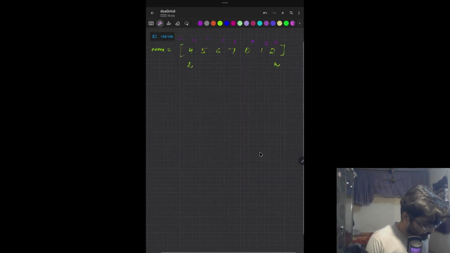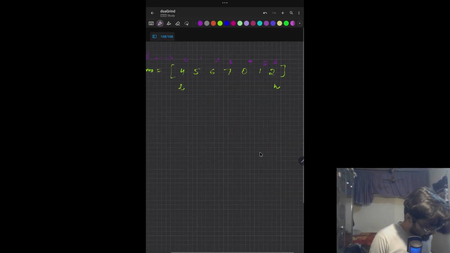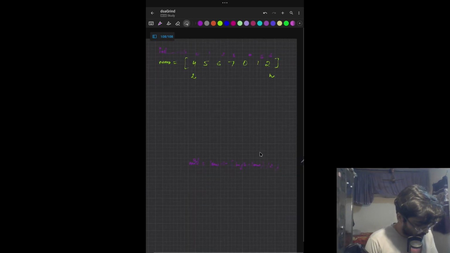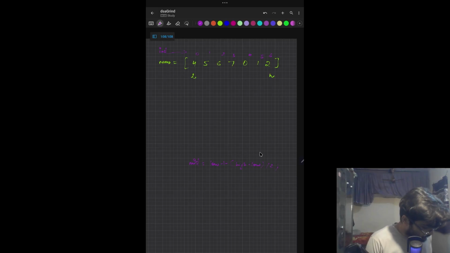Index. Cool. So let's do this. We always have to calculate a mid, and we will be using the overflow-safe formula: low plus high minus low divided by 2. Okay, that's cool. So let's take this out of here. If it is that, so 0 plus 6 by 2.